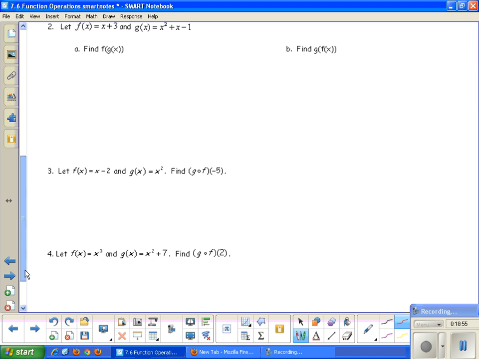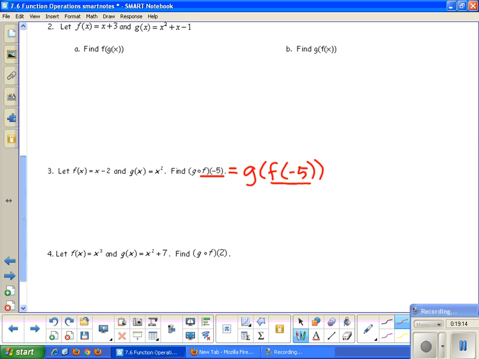So for the first one, it says let f of x equal x minus 2, g of x is x squared. We want to find g of f of negative 5. So that means that first I evaluate my inner function. If I rewrite this, I can write g parenthesis f parenthesis negative 5. These are just two different ways of writing the same problem.